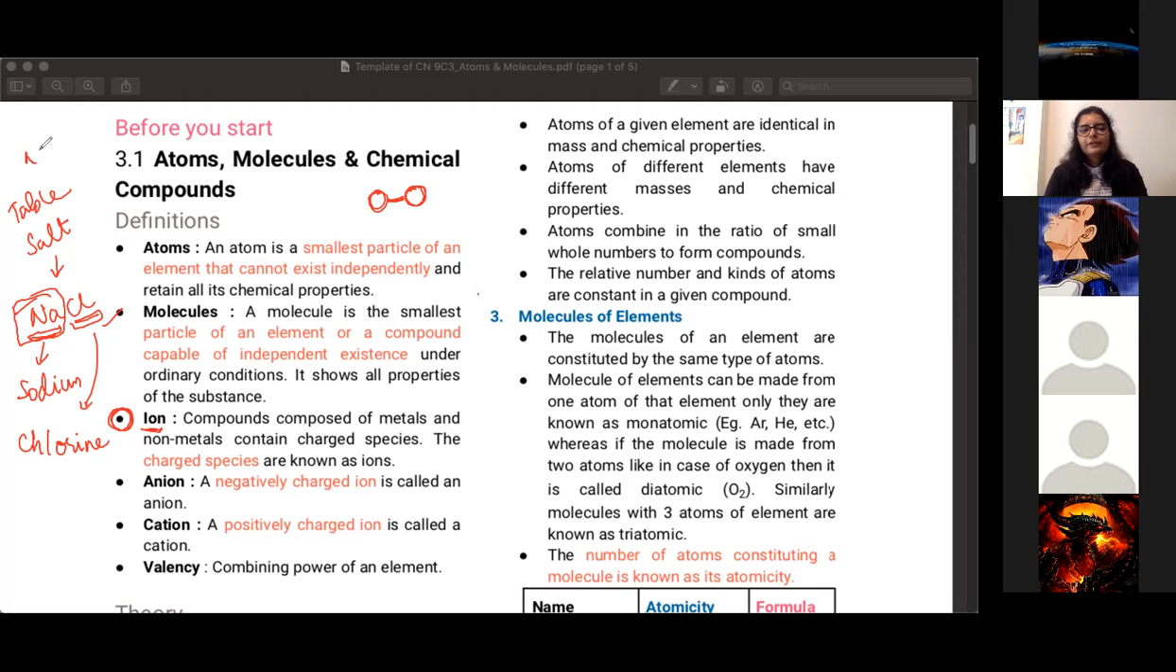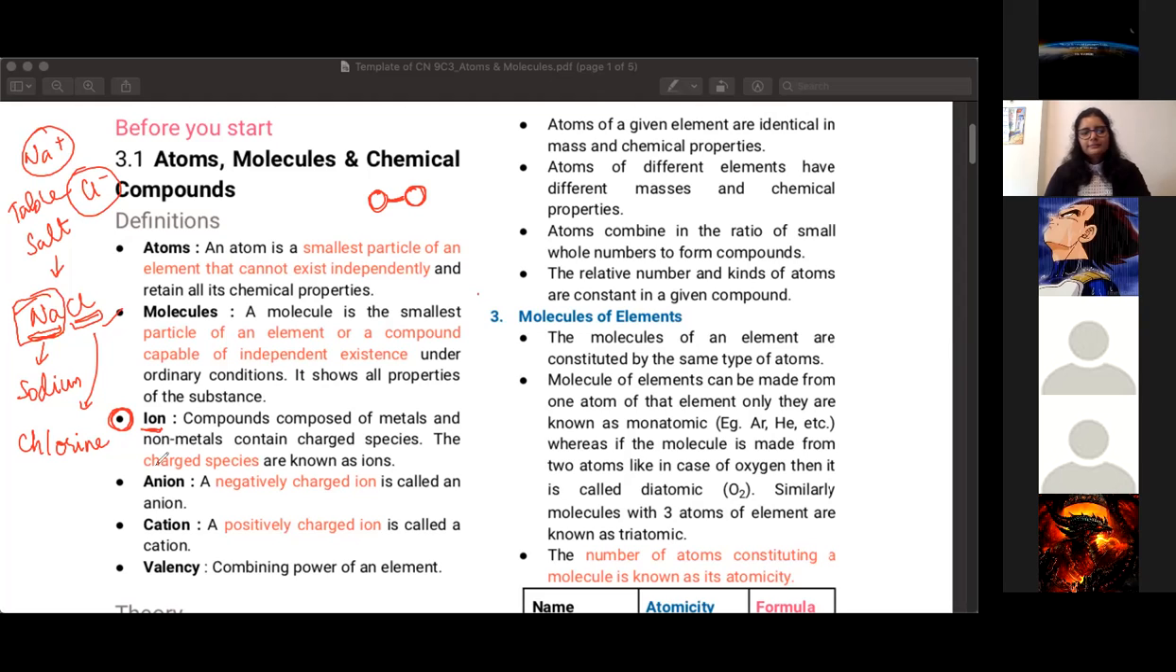is technically made up of Na plus and Cl minus. These charged particles are called ions. So this is a sodium ion, this is a chloride ion. And because these ions have opposite charges, they attract each other and they form a compound. Clear? Yes, ma'am. Okay. All right.